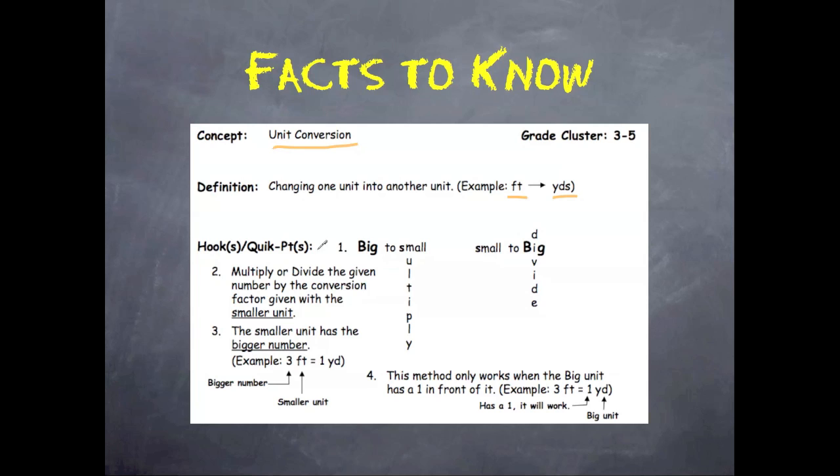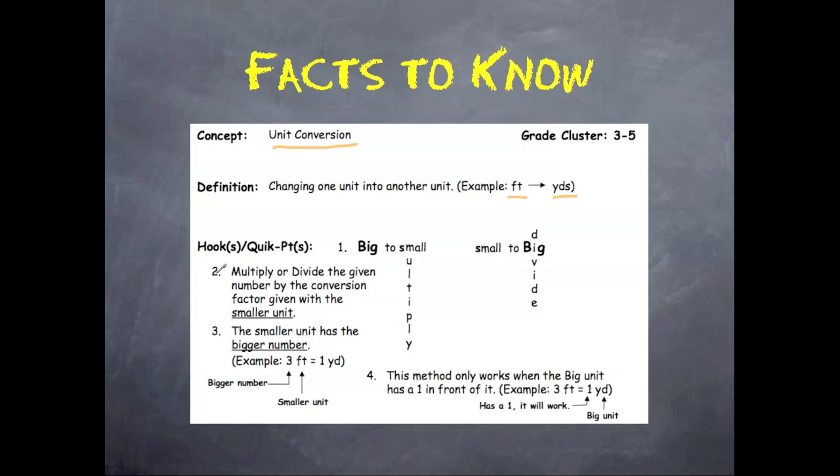So our hooks and quick points are as follows. Number one, big to small. This means big to small, multiply. So this means if we're going from a big unit to a small unit, we have to multiply by the conversion factor. And if we have small to big, divide. When going from a small unit to a big unit, we divide by the conversion factor.